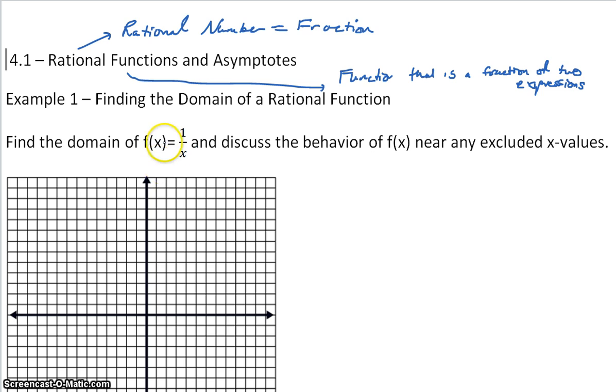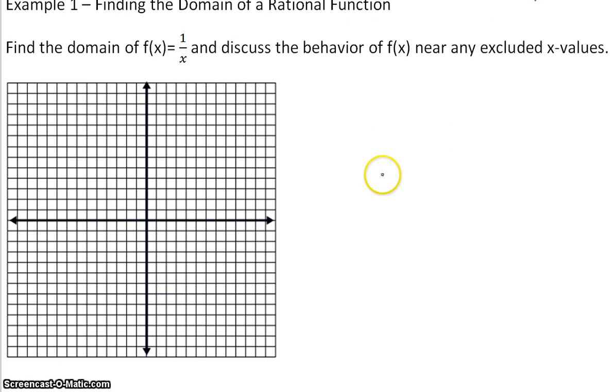So a rational function is a function that has a variable expression in either the numerator or the denominator. And what we're going to talk about is how they behave, and particularly the domain. So what we're going to talk about specifically first is the domain of a rational function.